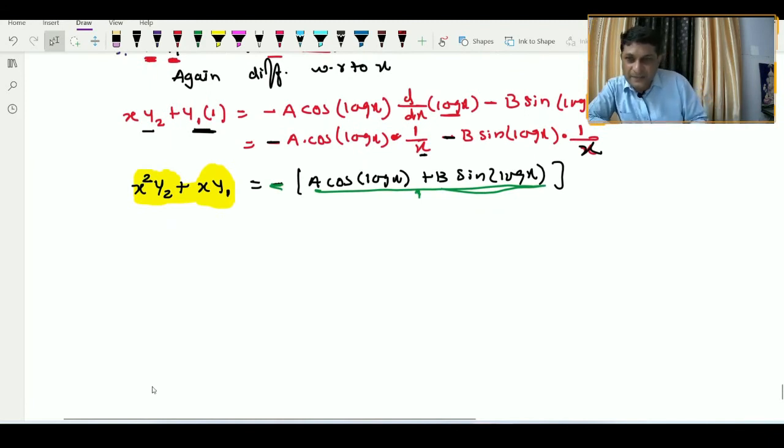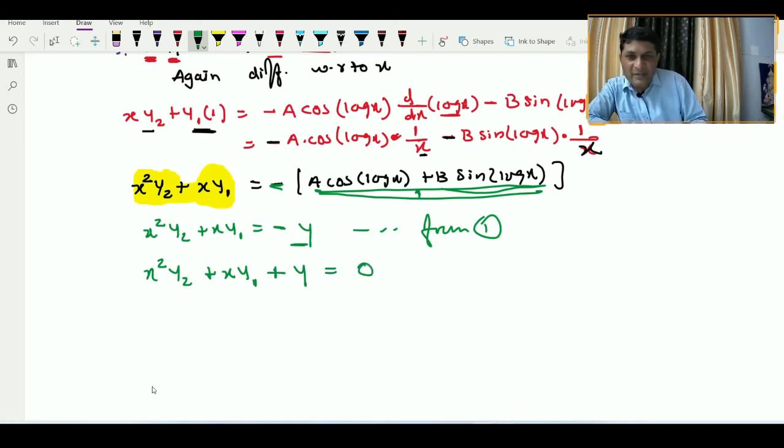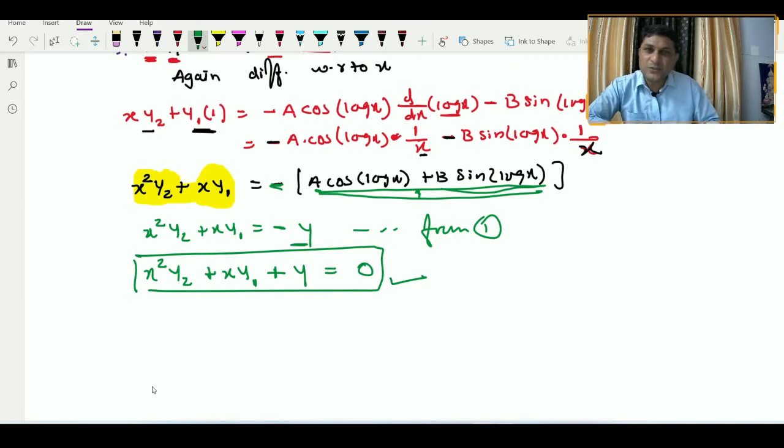So lastly, keep this x square y2 plus x y1 as it is, this minus also as it is, and this whole term I am replacing by y, from equation number first. So here x square y2 plus x y1, keep it as it is, and this minus y on the left hand side will become plus y, and the remaining term on this side is 0, and this is the result which we have to prove. So hence we have completed this example number 4th also.